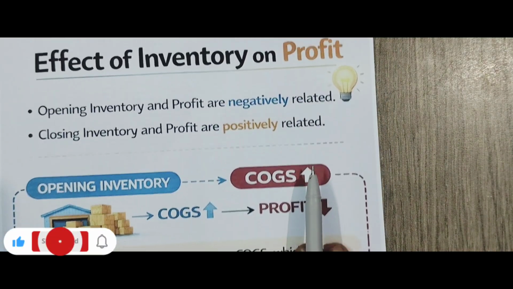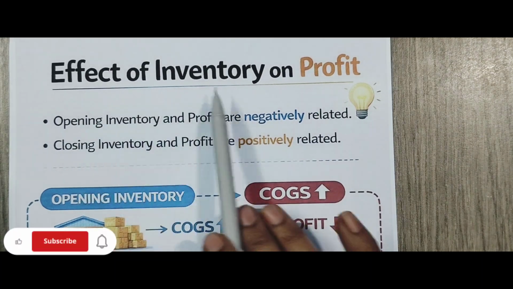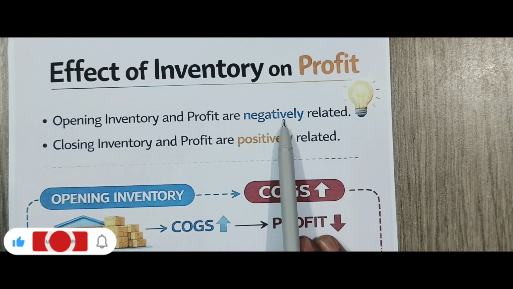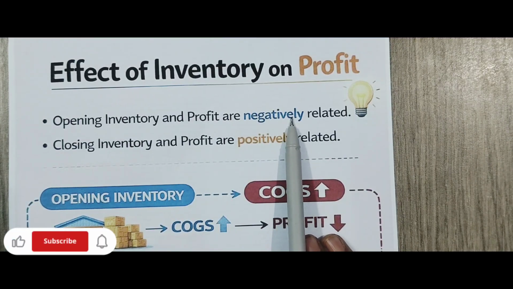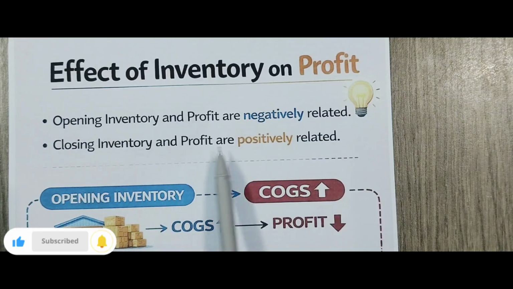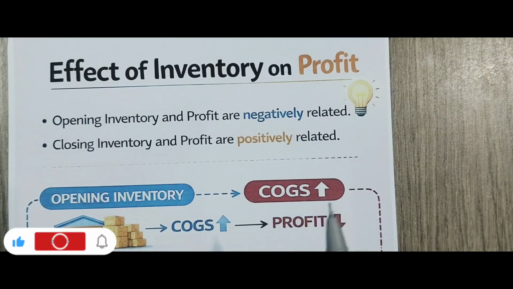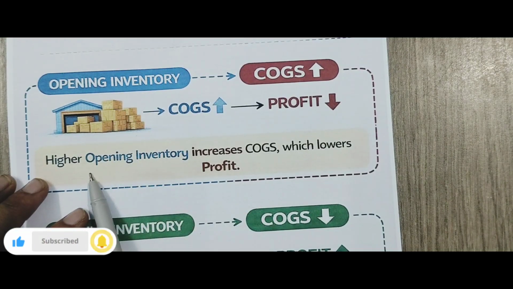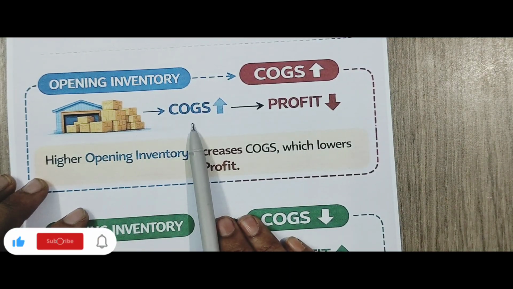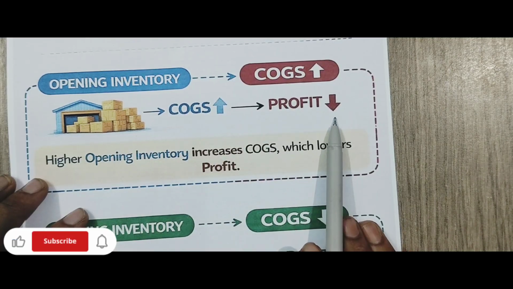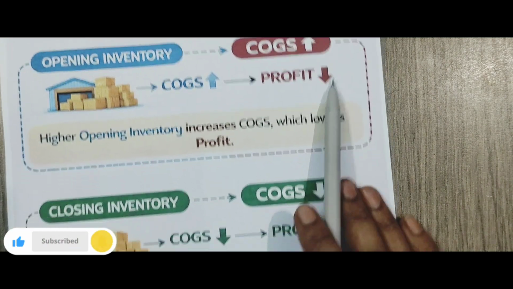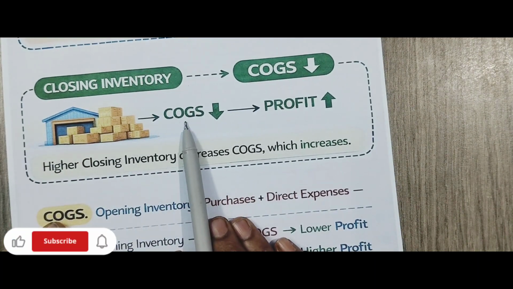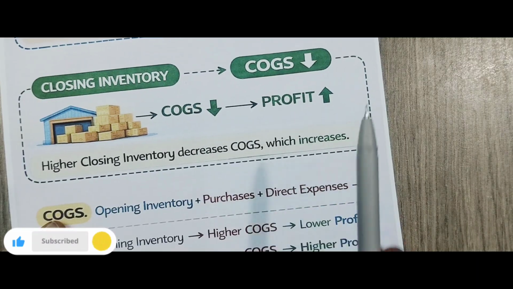See, in this diagram, you can easily understand the effect of inventory on profit. Opening inventory and profit are negatively related, right? With the example, we have understood. Closing inventory and profit are positively related. When the opening inventory is higher, that increases the cost of goods sold and decreases the profit. When closing inventory is higher, it decreases the COGS and increases the profit.